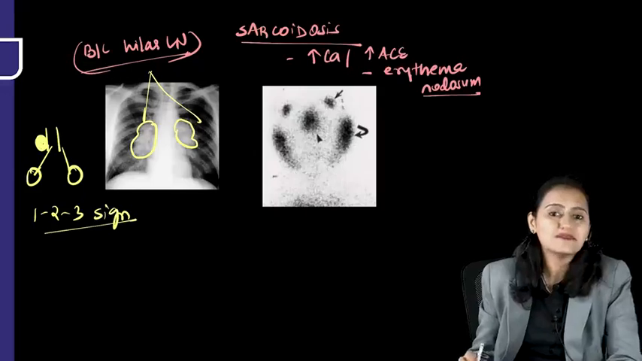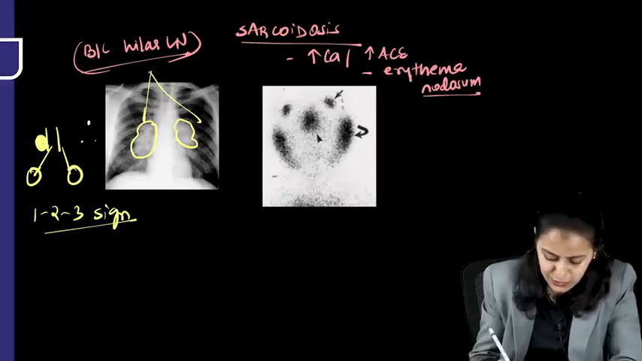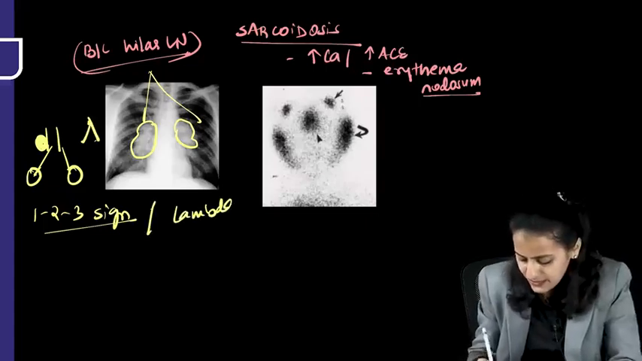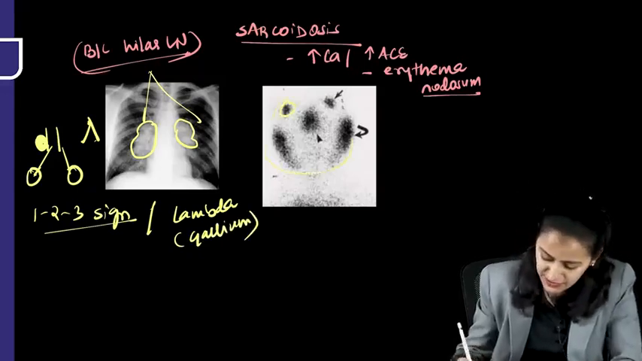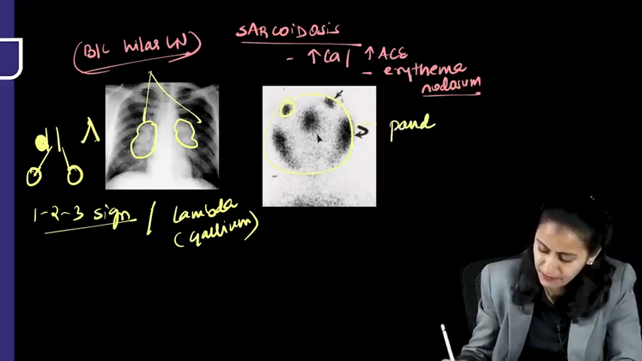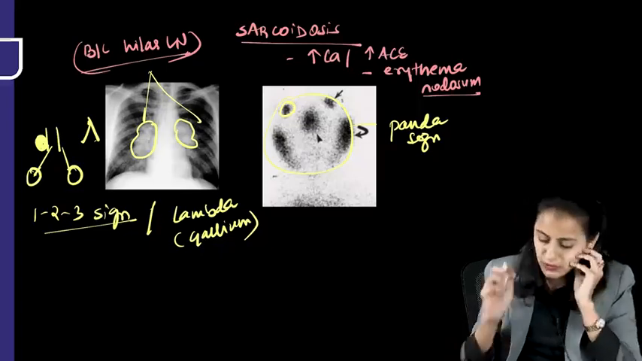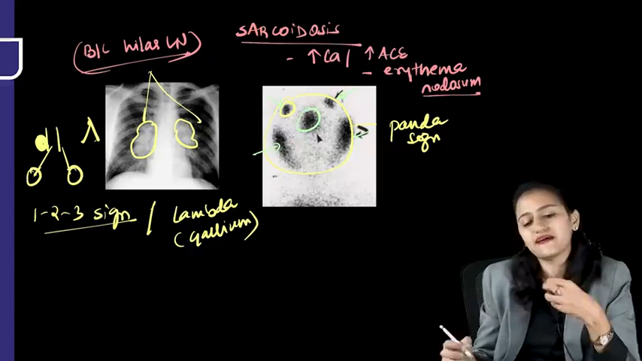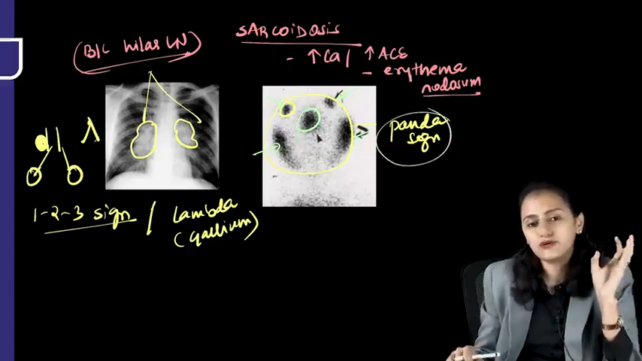When you do a gallium scan, a nuclear scan in this patient, these enlarged lymph nodes, the 1, 2, 3, they form the lambda. So that gives the lambda sign on the nuclear scan, that is the gallium scan. Another sign in gallium scan is this sign that you are seeing here, that is the panda sign on gallium scan. Panda sign is because of the enlarged salivary glands, the lacrimal glands and the nasopharynx showing the uptake. So panda sign is seen in sarcoidosis.